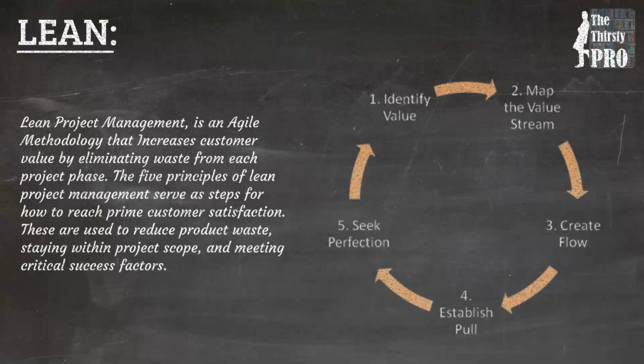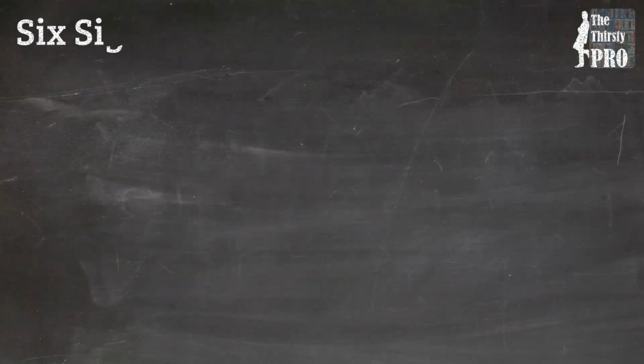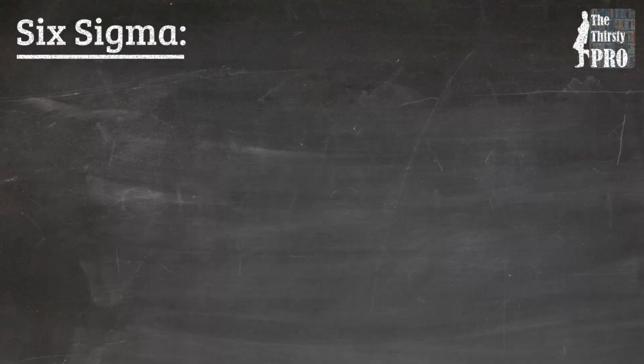However, a pull system is also helpful in other industries because it keeps your workflow moving efficiently. Striving for perfection is the fifth principle, which involves making continuous improvements to your workflow. Next in the list is Six Sigma Project Management Methodology.